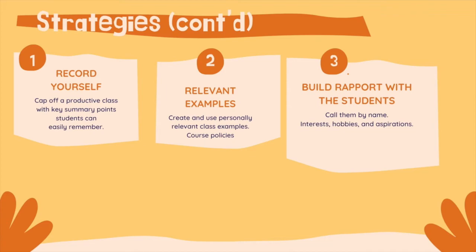Also, make sure to include relevant examples in your classes. Create and use personally relevant class examples and also explain the course policies and expectations. Last but not least, build rapport with the students. Call them by name and also make sure that the class is suiting their interests. Know their hobbies and aspirations and try to use this to make effective classes.